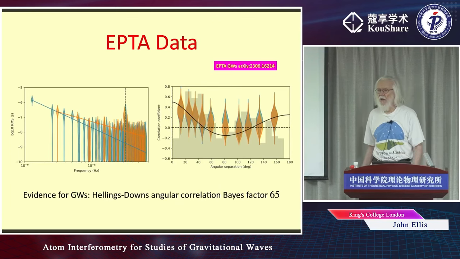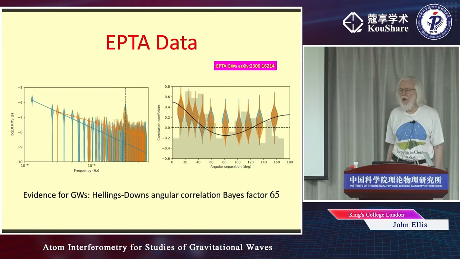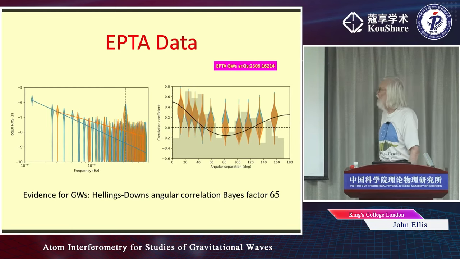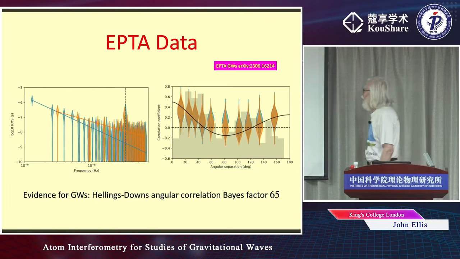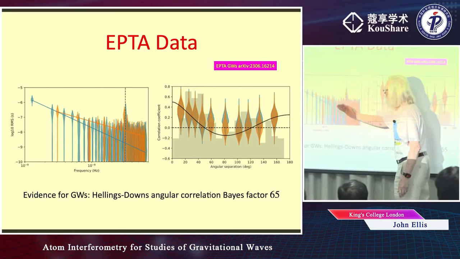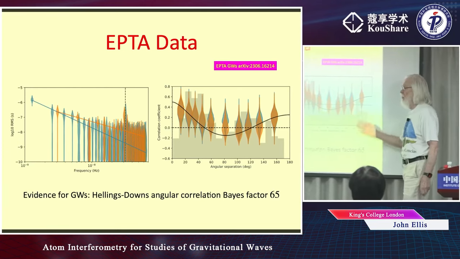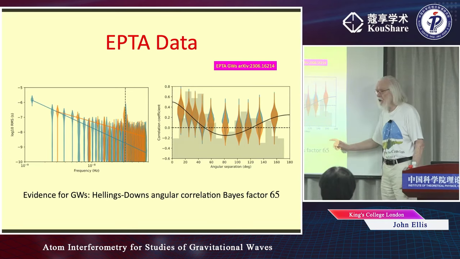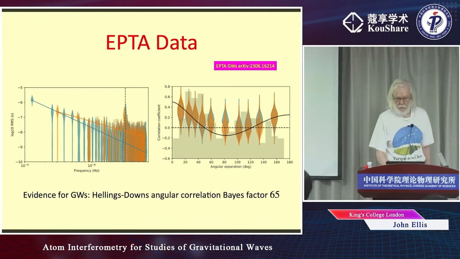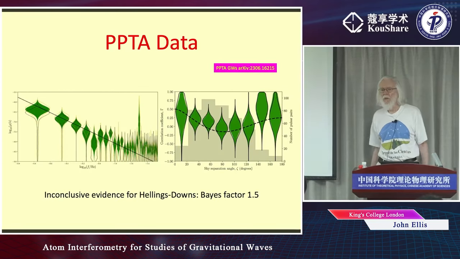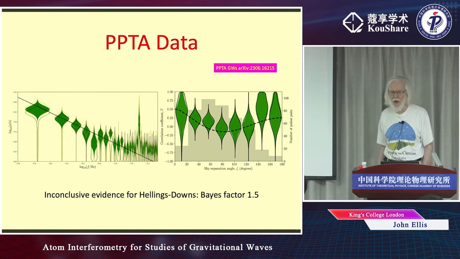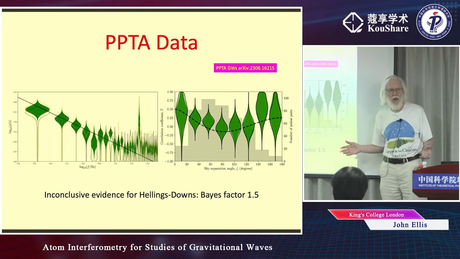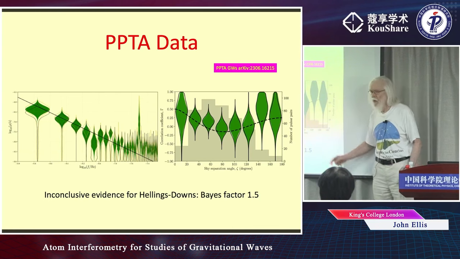Other pulsar timing array collaborations announced their results at the same time. Here are the results from the European Pulsar Timing Array. A similar sort of frequency dependence, also a hint of this angular correlation, Bayes factor of 65. The Parkes Pulsar Timing Array in Australia also announced their results. And although there may be a hint of this Hellings-Downs angular correlation, it's not significant, Bayes factor 1.5.